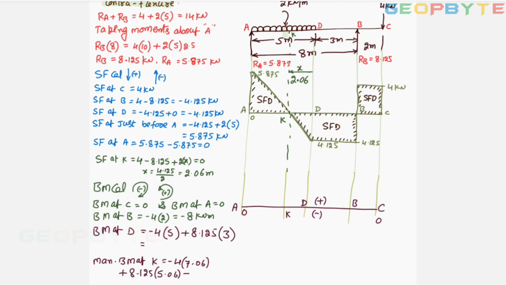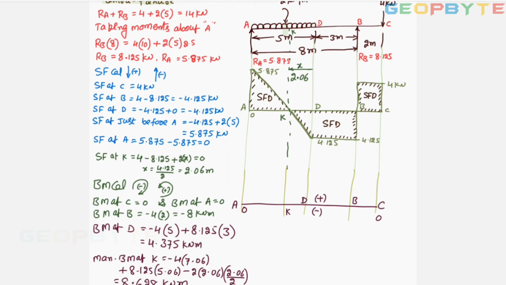minus effect of UDL: 2 into 2.06 multiplied by 2.06 by 2. UDL into UDL distance gives the point load. Assume that the point load is acting at the middle of the DK. From that middle point you take the distance up to K. You simplify these two values. I got the maximum bending moment at K as 8.628 kilonewton meter.